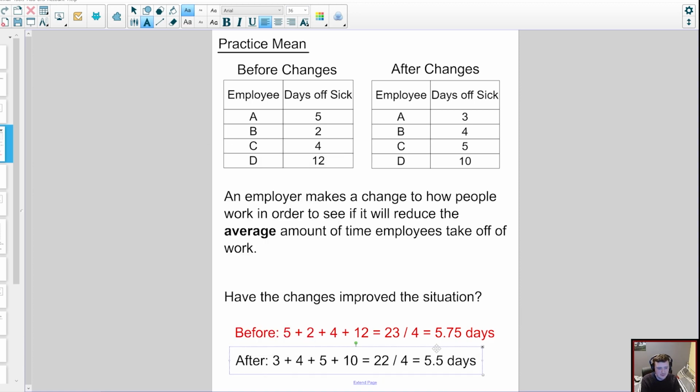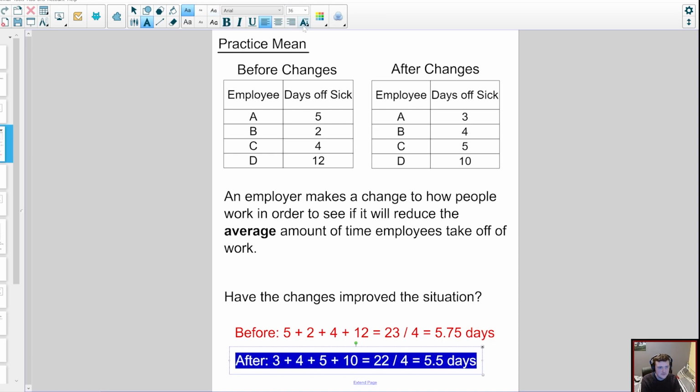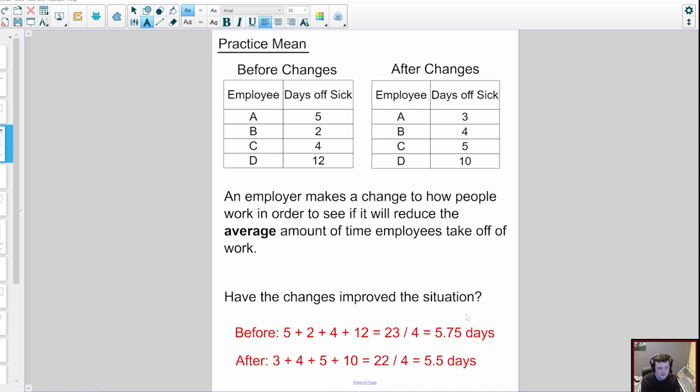And so the language they use is quite important. If they're saying have they improved the situation, we're assuming that they want to have fewer people off of work. The average has gone down to 5.5 days. And so we would say that yes, the situation has improved. Only slightly, it hasn't made a massive amount of difference, but it has improved the situation because we've gone down to 5.5 days instead of 5.75 days. And that would be my answer for that.